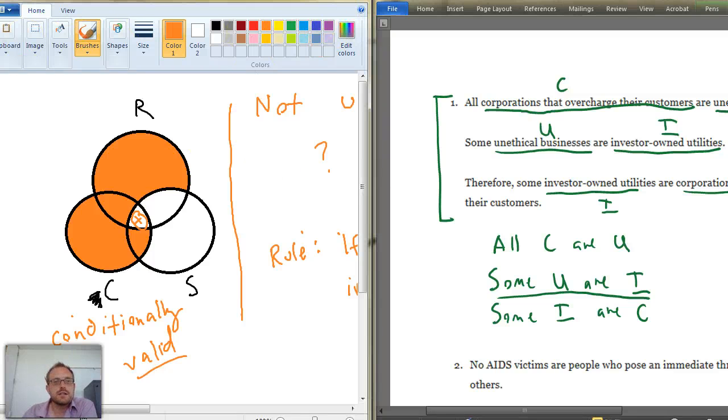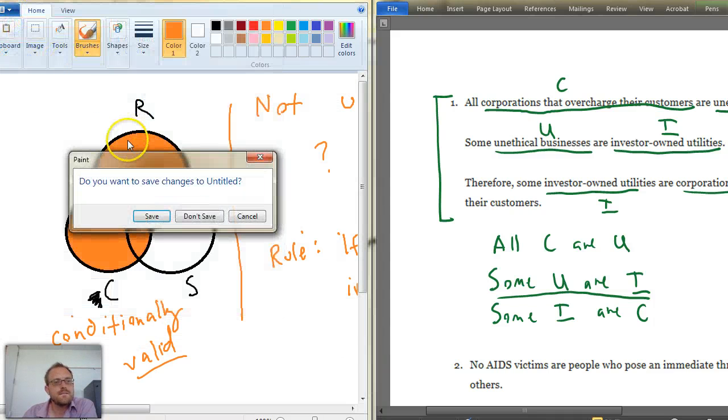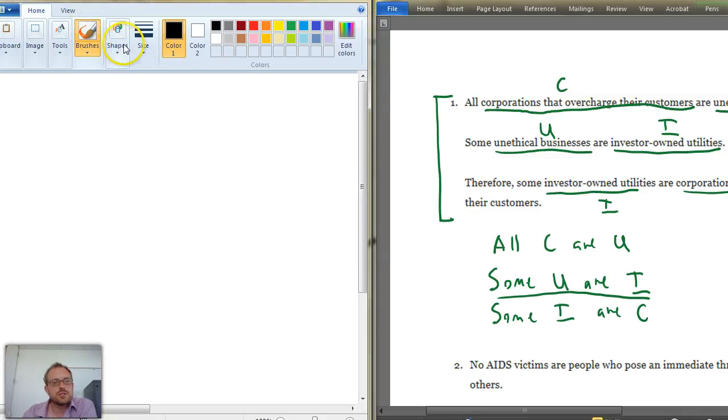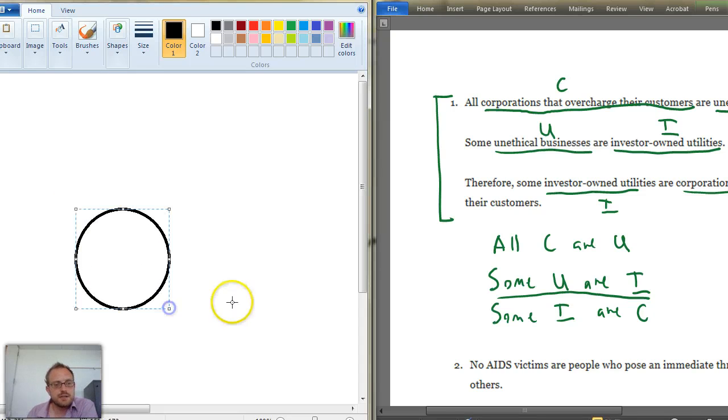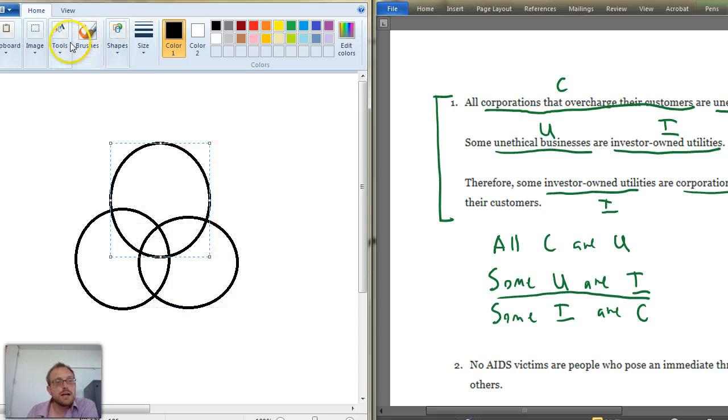Okay, let me go over here to this. Whoops. Sorry about that. Okay, so let's draw our circles again, and then let's diagram it. Here, of course, it's important that I label correctly. So this is going to be the I, the C, and this is the U. Okay, so let's go back over here.